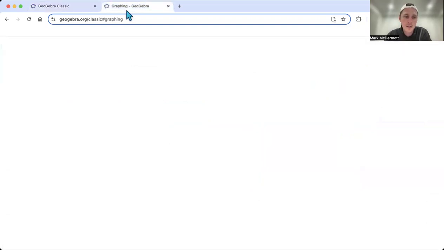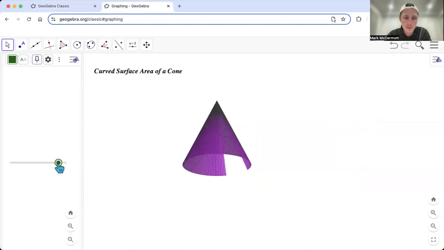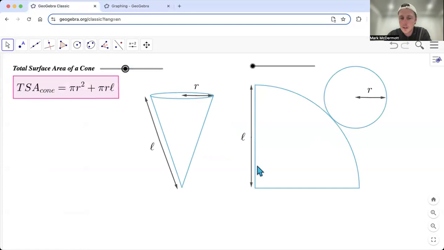But I've also got an animation here to illustrate things a little bit. If we have our cone here, and we're talking about the curved surface area of the cone, then this length here is our slant height of our cone. And so when we unfold it, that's going to correspond to this part of our net.